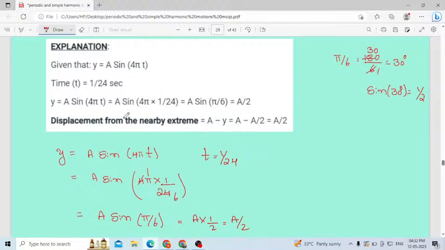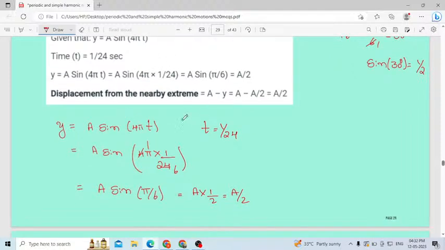Then one more thing: the displacement from the nearby extreme will be equal to a minus y. You know the value of y, so a minus a divided by 2. Take LCM, 2a minus a divided by 2. Your answer is a divided by 2. This is the correct answer.